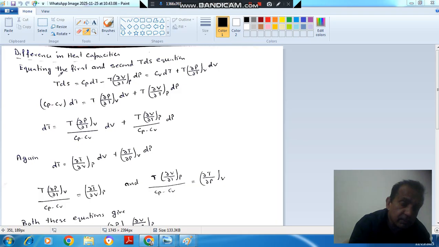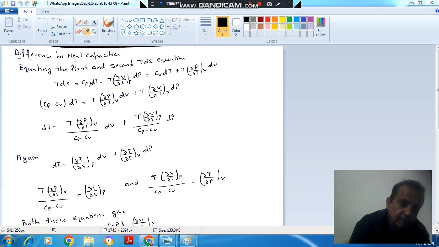So we have two TdS equations. First is in terms of Cv, that is Cv dT plus T (∂P/∂T) at constant V dV, and second is in terms of Cp, Cp dT minus T (∂V/∂T) at constant P dP, that we have derived in the last video.